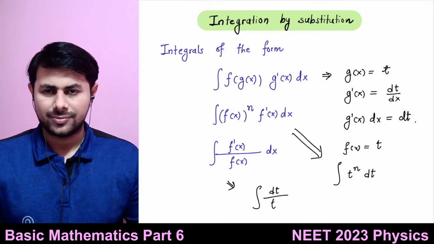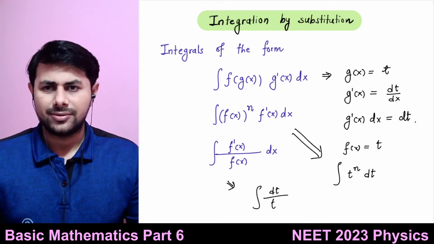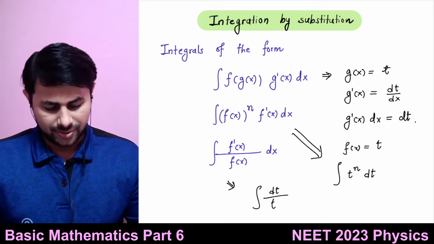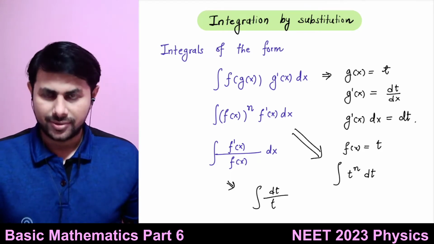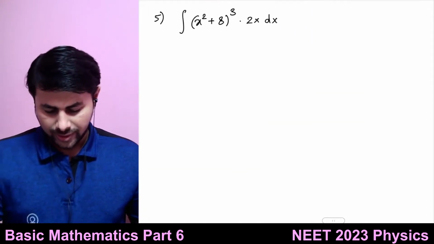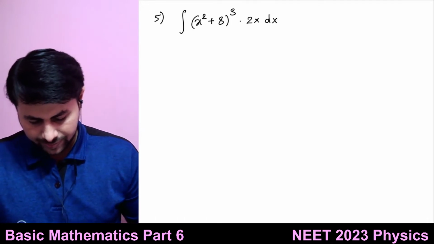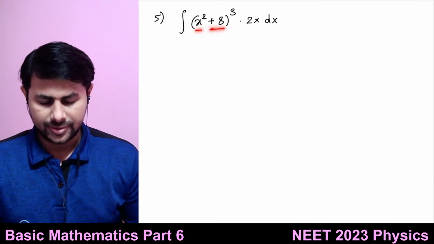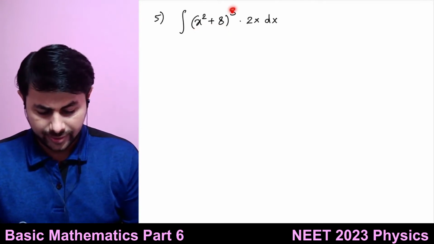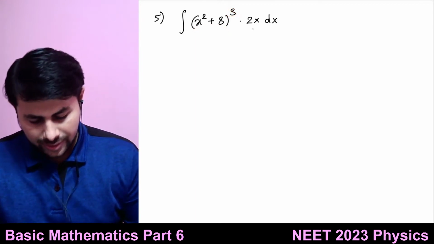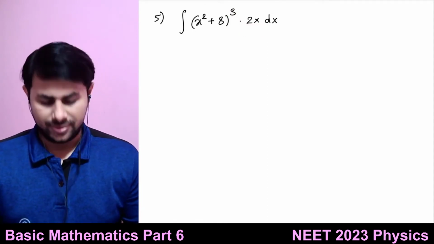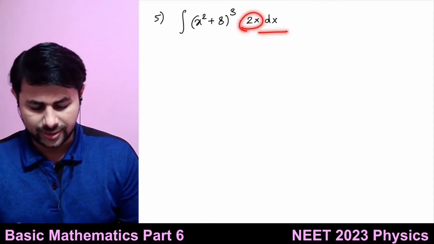Okay, so any question in this? No, sir. Okay, so let's solve the problems. So the next question is, I have x raised to 2 plus 8, raised to 3, and it's multiplied with 2x dx.